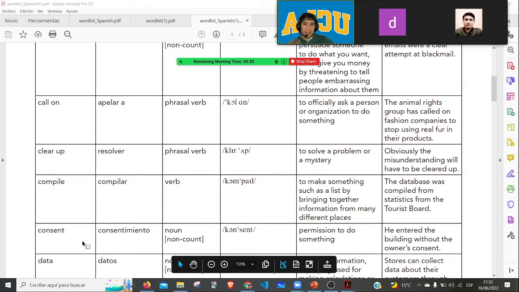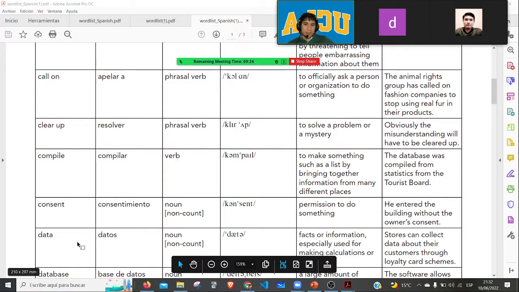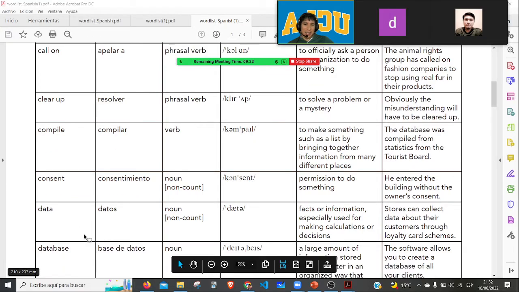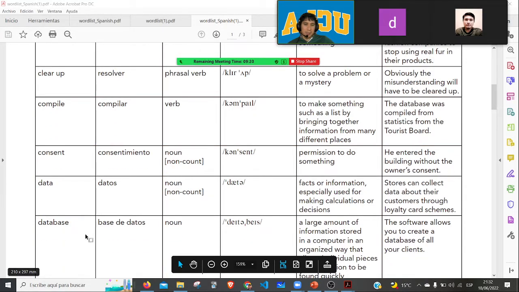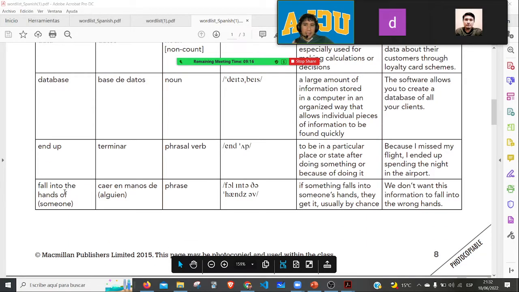Compile, compilar. Consent, consentimiento. Data. Database, base de datos. So we have fall into the hands of someone, caer en las manos de alguien. Okay? So we don't want this information to fall into the wrong hands. Caer en las manos equivocadas.